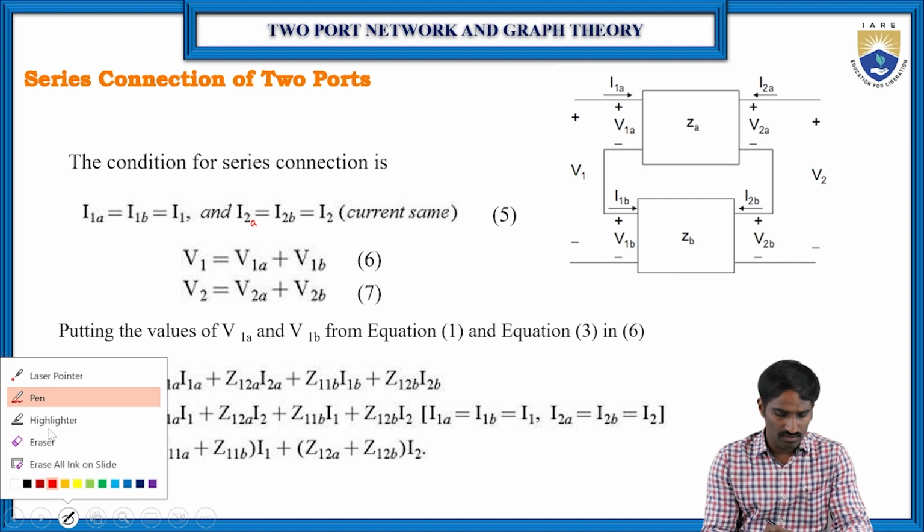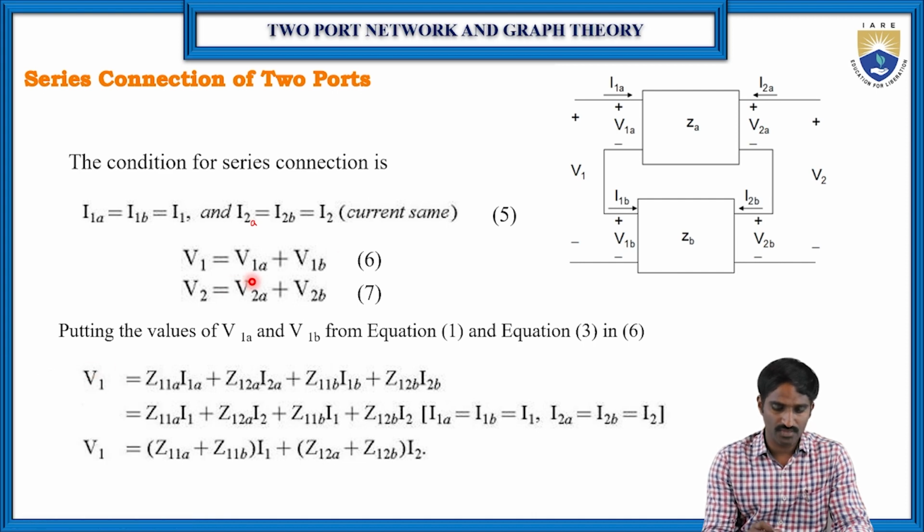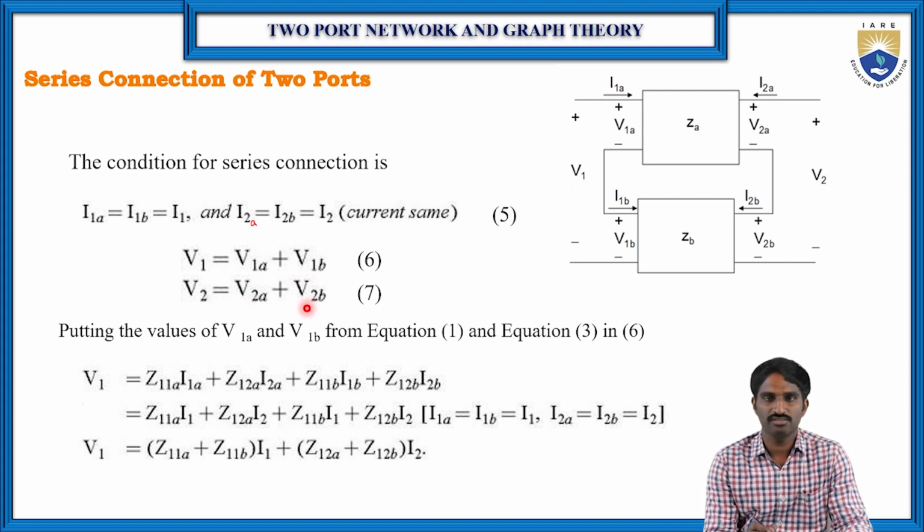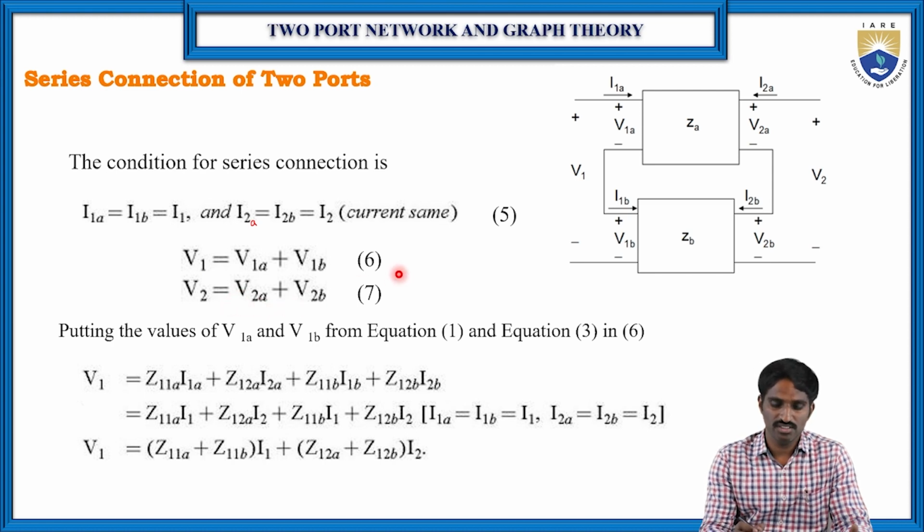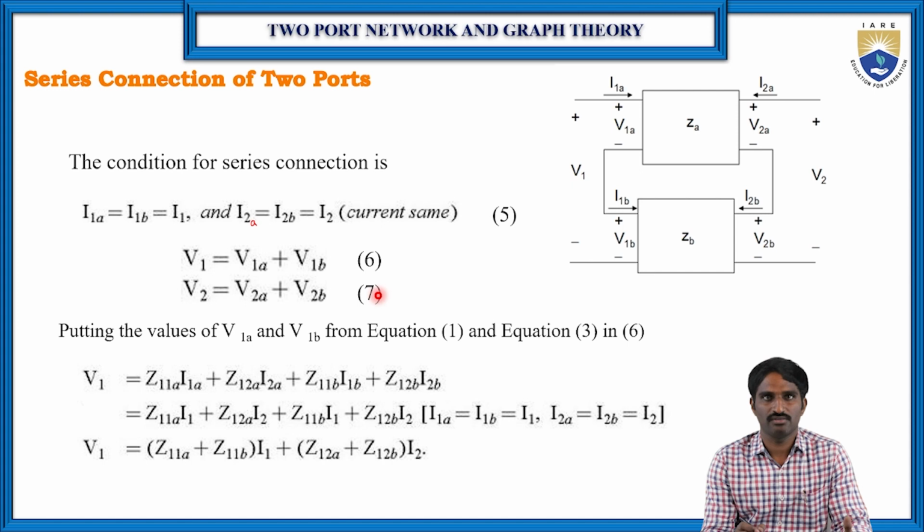And again in terms of voltage, V1 is equal to V1A plus V1B, and V2 is equal to V2A plus V2B, because if networks are connected in series, then the resultant voltage is the sum of the individual voltages, that we know already. So that's why V1 is equal to V1A plus V1B, and V2 is equal to V2A plus V2B. So let us consider these are equation number 6 and 7, right?